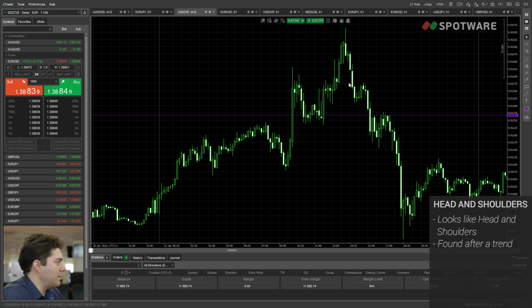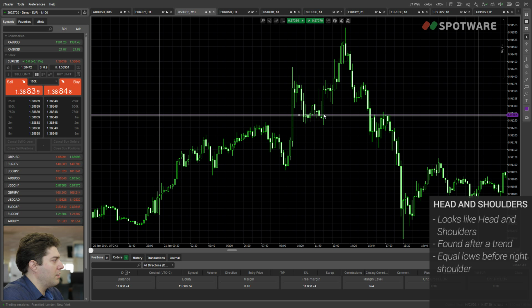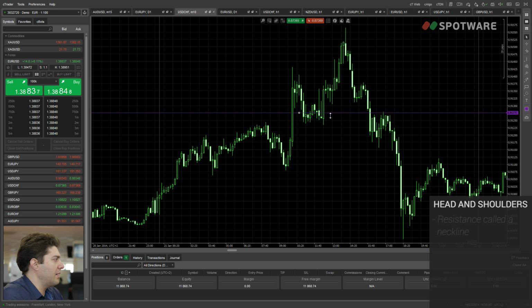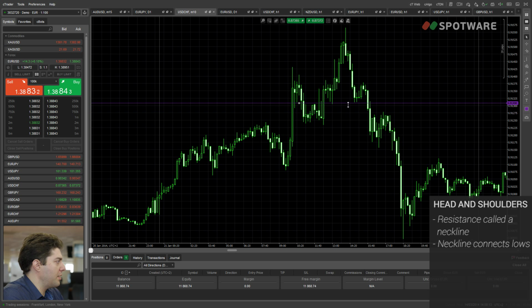What makes this so special is that we have another low, which is equal most of the time as the previous low. In this case, it's not equal, but we have another swing that completely fails to go below the head, and most commonly it completely fails to go below the previous shoulder, but sometimes it goes below the previous shoulder. This is a head and shoulders pattern. We have a resistance that's called a neckline. That is the line that connects the lows. In this particular case, you can either draw it here.